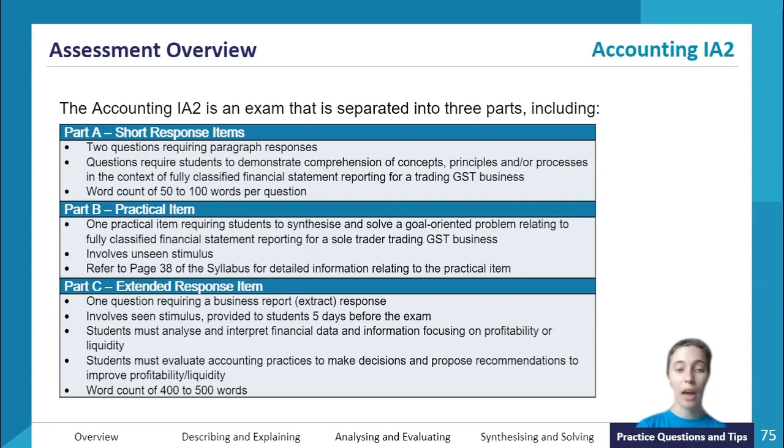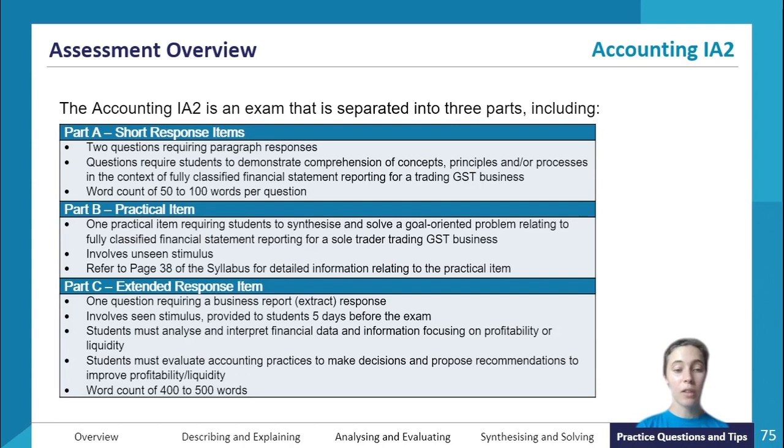Part B is a practical item. So it's one practical item that means that you need to synthesize and solve a goal-orientated problem relating to fully classified financial statement reporting again. So you're going to have unseen stimulus that you won't have seen prior to the exam. And I encourage you to go to page 38 of the syllabus for more information about the practical item. You'll see some information that it gives around what the stimulus could involve and what the question could involve.